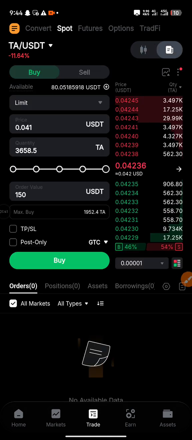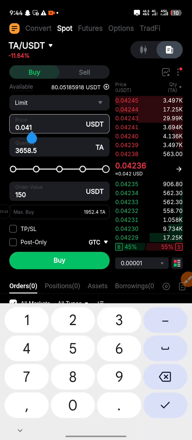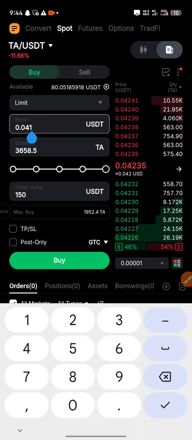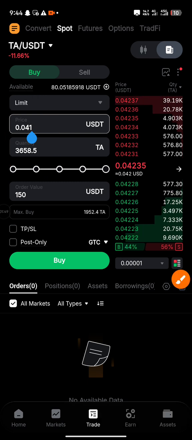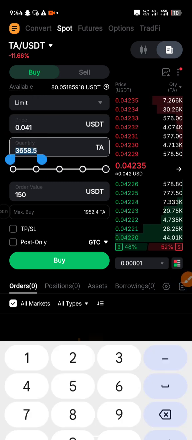When we purchased this particular coin at the rate of 0.04159, we were given over 3,658.5 of this TA coin. You can see this.